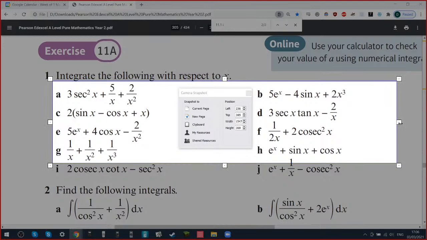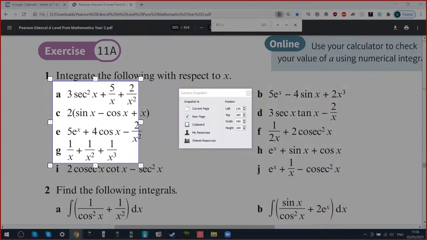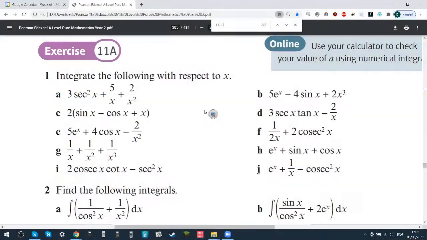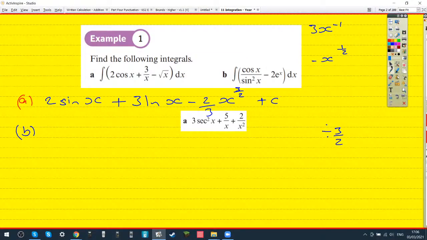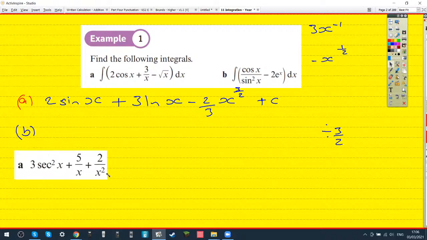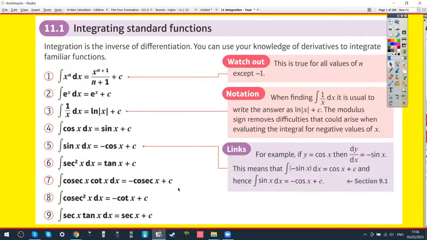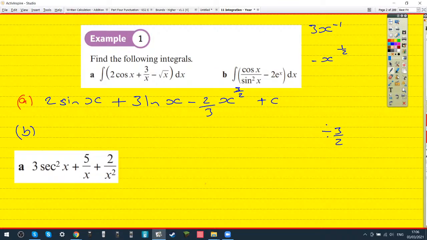Okay, let's try A. For the first part, I think we need the formula booklet. Are you allowed to use it? So 3 sec squared x. So there we've got this one. So 3 tan x plus c. So that's going to be 3 tan x. Okay, how about these two?